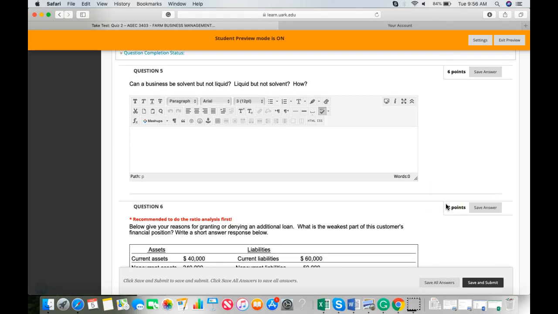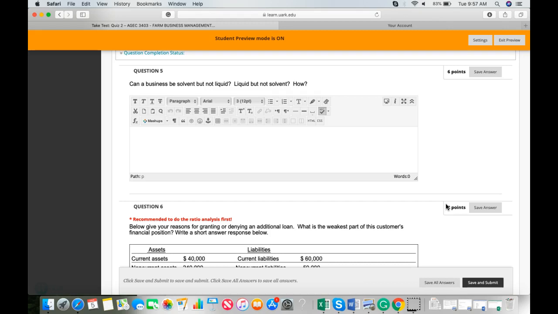Can a business be solvent but not liquid? A business can be solvent but not liquid. This can happen when much of the total asset value is in the assets with the least liquidity, such as land and buildings, which are difficult to get rid of and turn into cash, and most of the liabilities are current. Since farm and ranch businesses often have a large portion of their assets in non-current assets like land and buildings, this is actually a pretty common situation. We also saw that on Friday when we looked at the balance sheet.